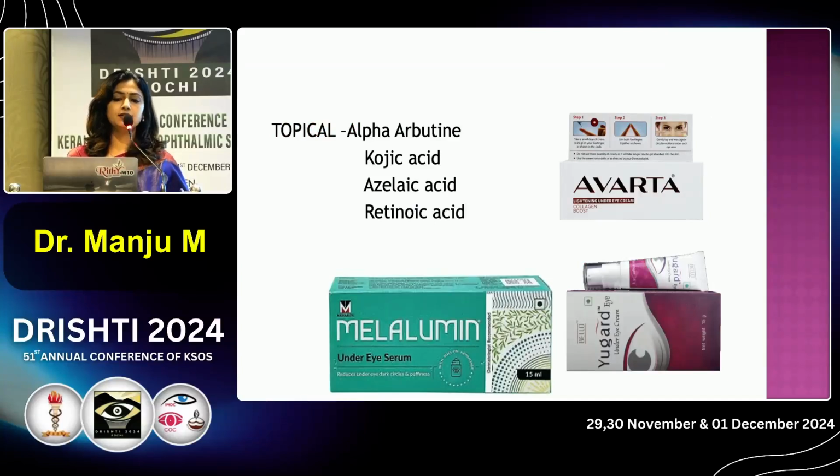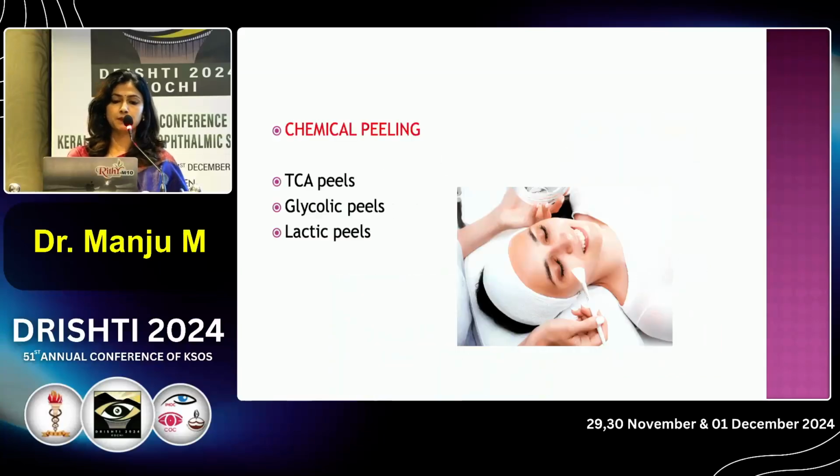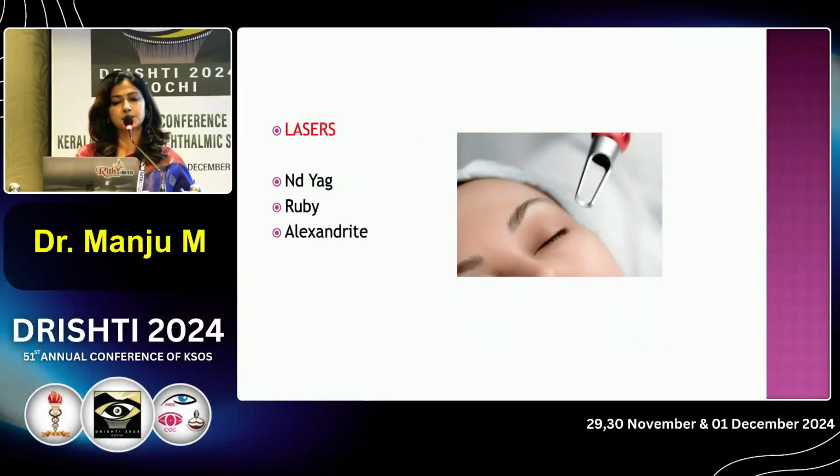These are some of the topical treatment options, and we can use topical agents containing alpha-arbutin, kojic acid, azelaic acid or retinoic acid. When the topical treatment fails, we can plan chemical peeling. We can use the trichloroacetic acid peel, glycolic acid peel, lactic acid peels in the periorbital area. Usually we need repeat sessions.